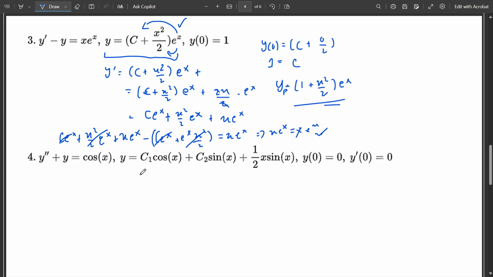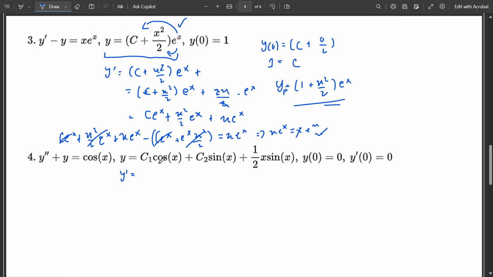Given the proposed solution y equals c1 cosine x plus c2 sine x plus a half x sine x, with y of 0 equal to 0 and y prime of 0 equal to 0. We have second order, so we have to go to the second derivative. y prime equals c1.